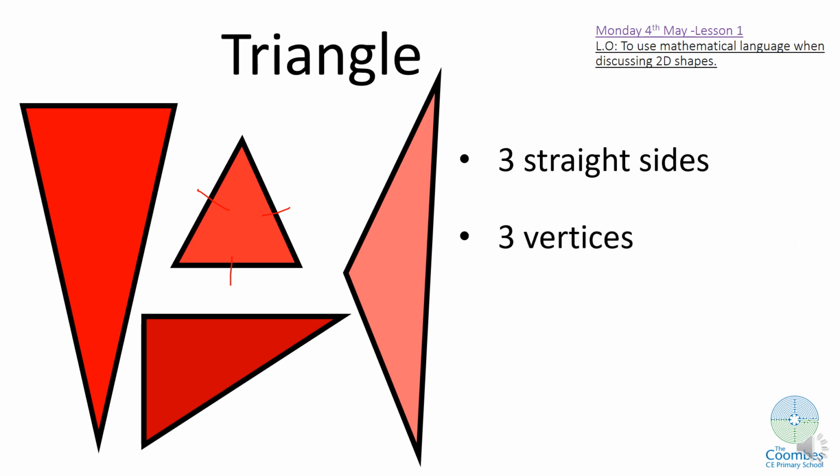Triangles also have 3 vertices. So remember, vertices are the points where the sides come together. So they make 3 vertices on a triangle. So you've got 1, 2, 3. And if I was to do this to check on this triangle here, I will check that this is definitely a triangle. It's got 3 straight sides. 1, 2, 3. And does it have 3 vertices? 1, 2, 3. Brilliant. Okay, so that's the triangle.